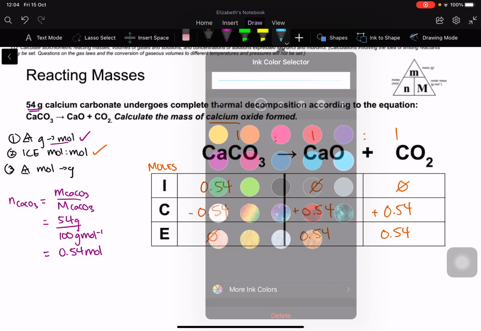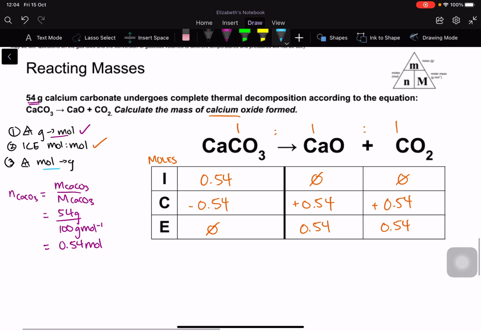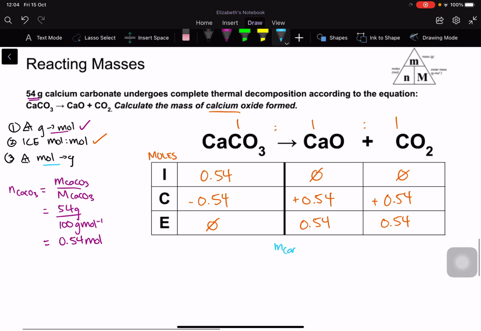This one's easy because it's a 1-to-1 ratio, but some questions might not be so easy, so be careful with that. Our third step is we're going to take our moles and go to grams. So again, we're given our moles of calcium oxide. To find the mass of calcium oxide, we take our moles of calcium oxide and multiply it by the molar mass of calcium oxide. Again, using the triangle, so 0.54 moles times the molar mass of calcium oxide, which is 40 plus 16. That'll give us 56 grams per mole.